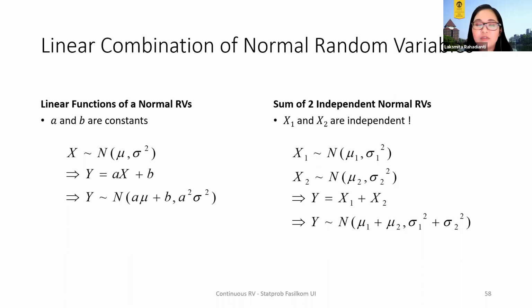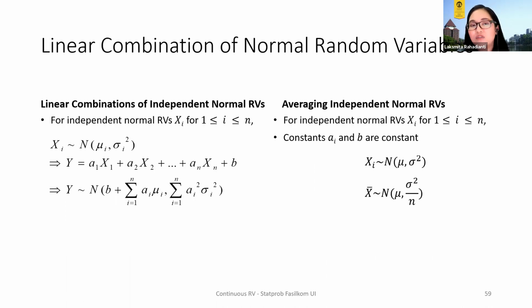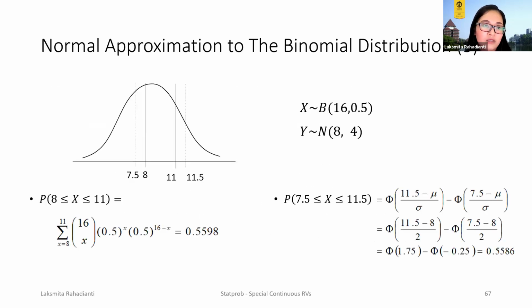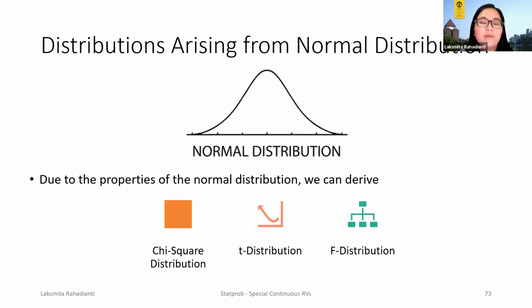You can see that we have different examples here. We have a linear function, we have sums, we have linear combinations and so forth, which I'm not going to go into detail now, but we'll cover it in our next class. And lastly, I'm going to go over some derivations of distributions arising from normal distributions.